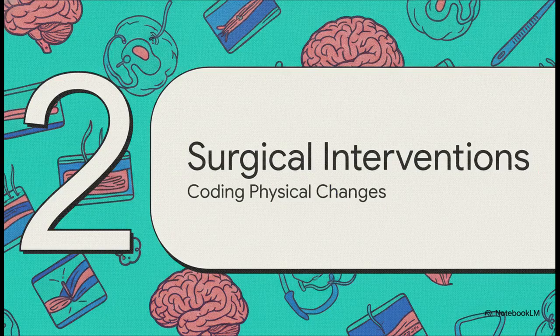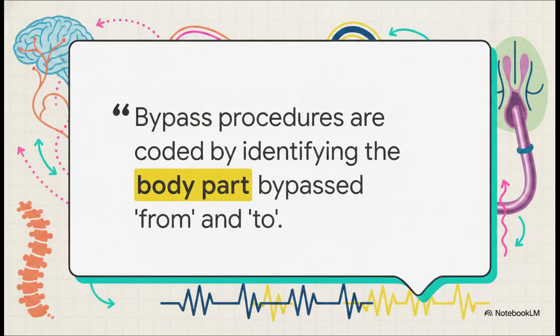Moving right along, let's hit Section 2, surgical interventions. Bypasses are incredibly common in neurological coding, whether you're restoring mobility for paralyzed individuals or treating something like hydrocephalus. And this perfectly illustrates the built-in logic of the ICD-10-PCS system. Guideline B3.6a tells us we have to identify the body part bypassed from using the 4th character, and the body part bypassed to using the 7th character. That 7th character is our qualifier.